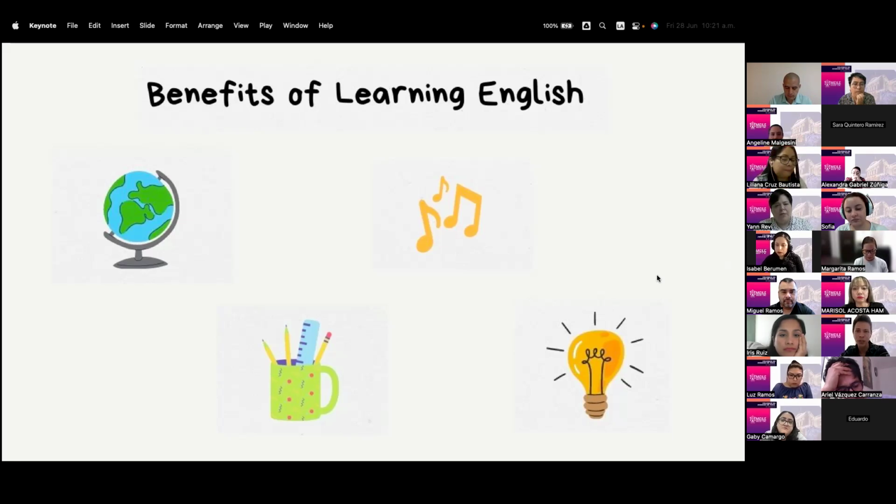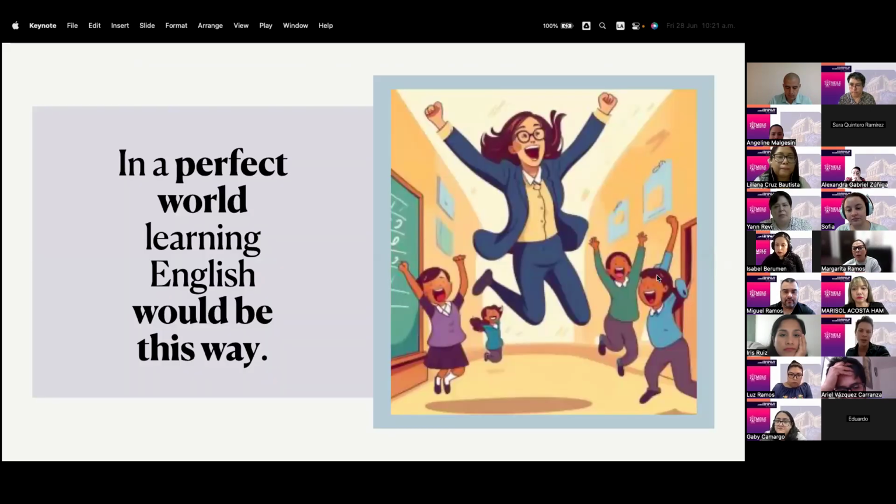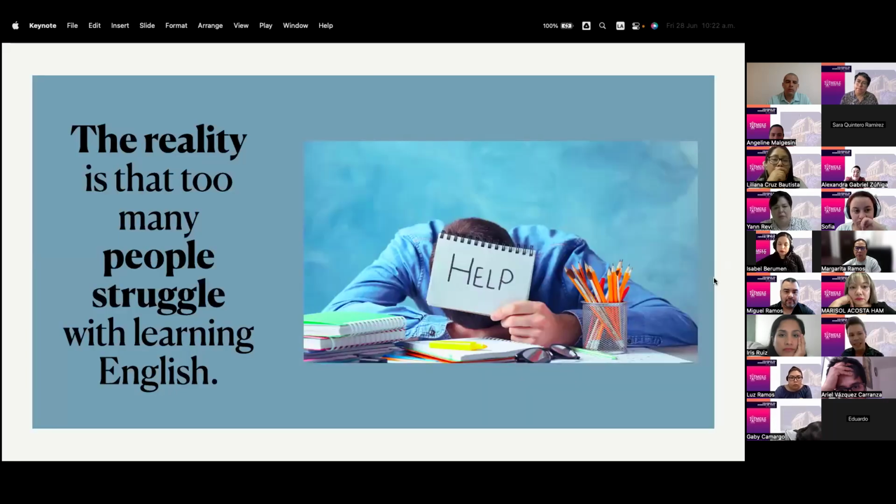Now, this is the situation. Let's imagine a perfect world. What this picture is trying to communicate is that people start learning English, and after a couple of months or maybe a year, they become fluent speakers. That's in a perfect world. But the real situation is that it is not like that, right? A lot of people struggle with learning English. Some people struggle in a particular area, for example grammar, vocabulary, listening skills, reading skills, or some other people struggle with English in general, you know?